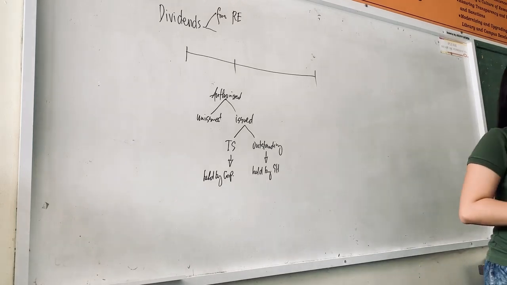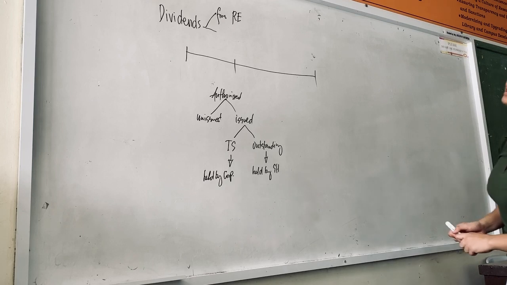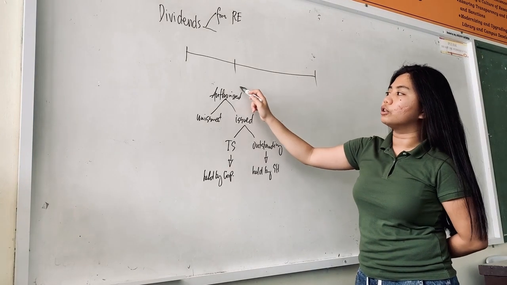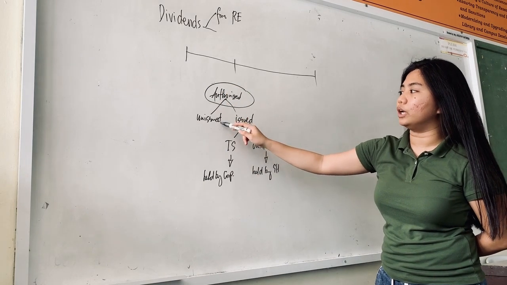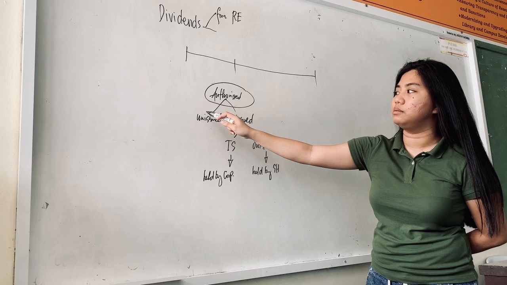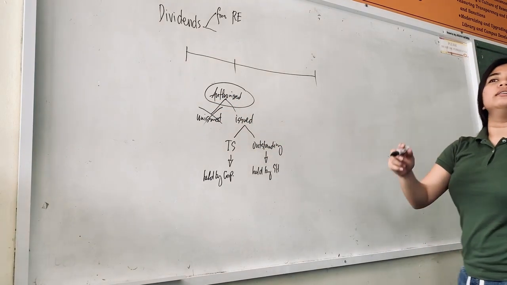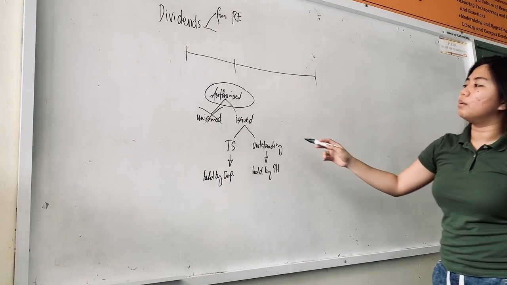So sa tingin ninyo, kung ikaw ay mamimigay ng kita ng corporation, kanino mo ibibigay yung dividends? Or sino ang mamimigay ng dividend? Should all authorized shares be given dividends? Or pwede ba yung unissued shares bigyan na natin ng dividends? Of course, hindi. Hindi mo pa naman i-issue. So how come na mabibigyan mo siya ng dividends? No? Now, let's talk about this issued.